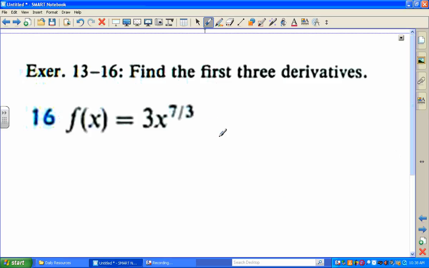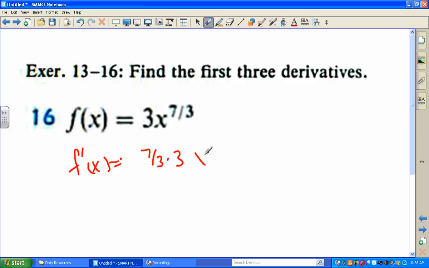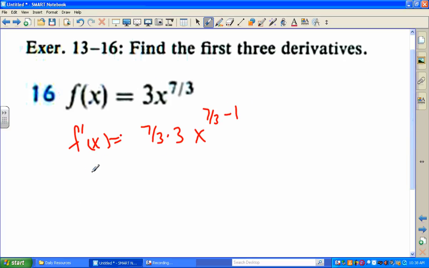Find the first 3 derivatives. Since it doesn't say using the definition, you can use a shortcut. The first derivative, you would take 7/3 times 3, x to the 7/3 minus 1. You need to multiply that out. F prime of x equals 7x to the 4/3.